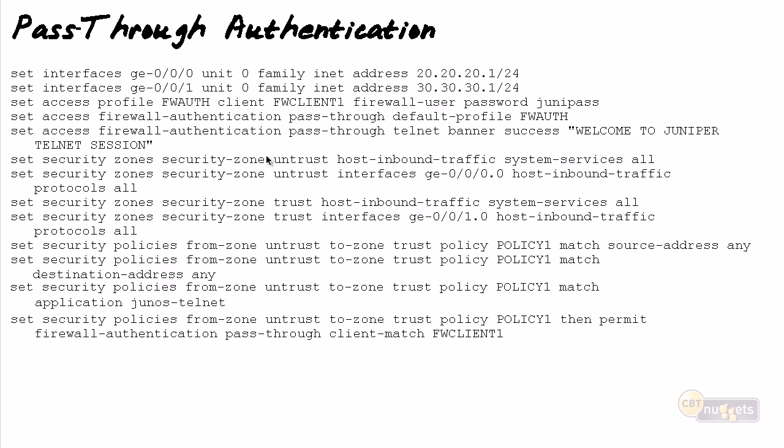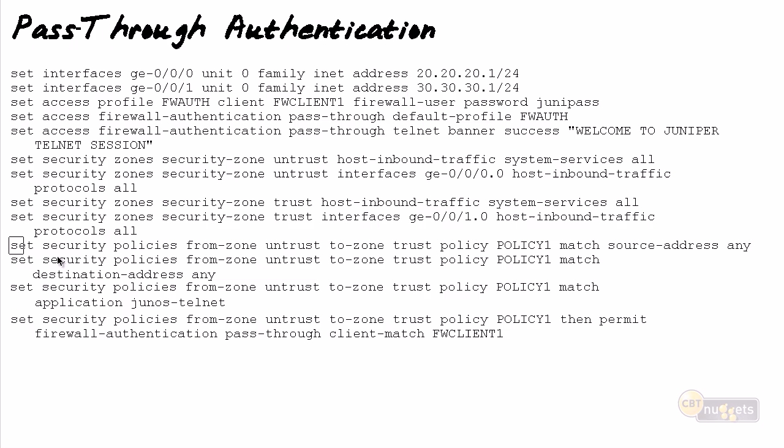Okay, so here's our zones. Set security zones untrust. We're going to go ahead and do system services all. And then set security zone untrust interfaces, as I said, ge-0/0/0.0, host-inbound-traffic protocols all. So pretty much wide open there. Then we'll set security zone trust. We'll say system services all, and we'll say protocols all, and that is on ge-0/0/1.0, which is in the trust zone.